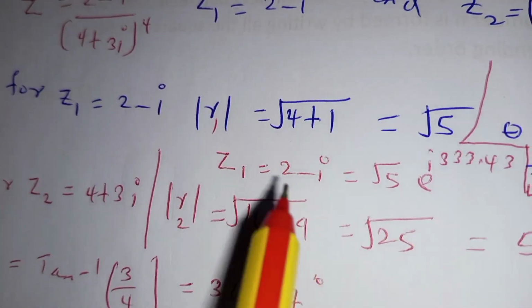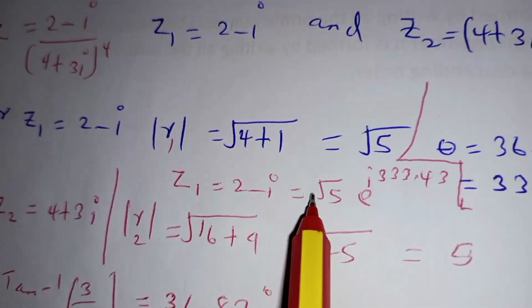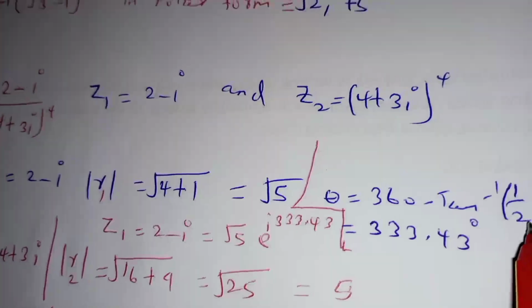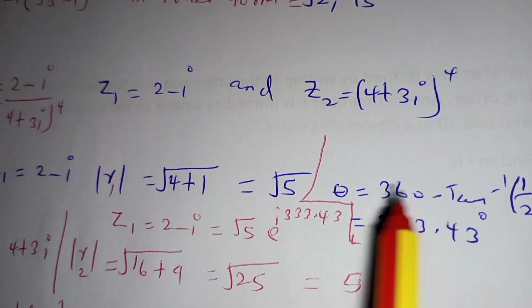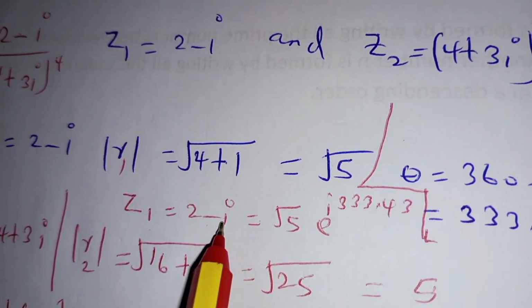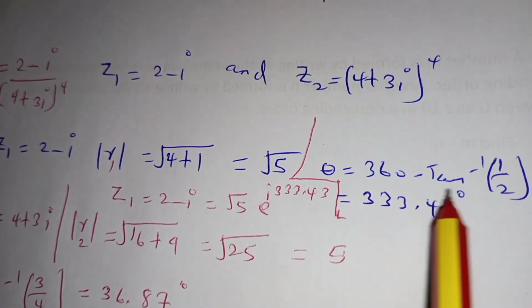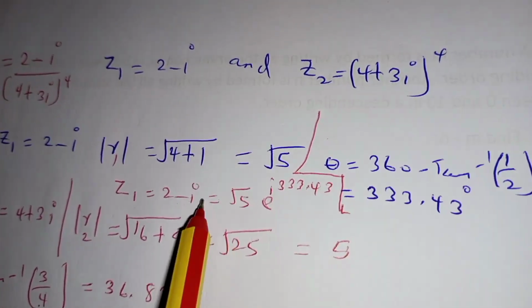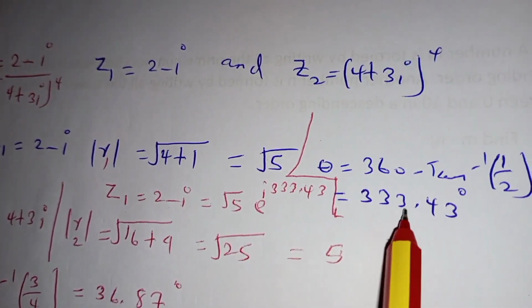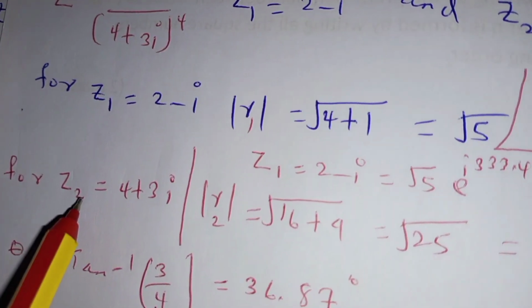Now, from there, we obtain the argument of z1. The argument of z1 is found by 360 degrees minus tan inverse of 1/2, because this point in the complex plane is in the fourth quadrant. So to get the argument, it is 360 degrees minus tan inverse of 1/2, which will result in 333.43.